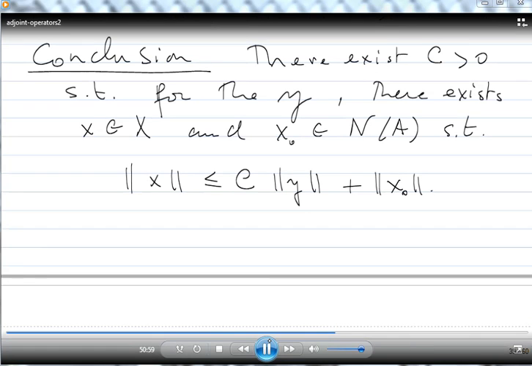Okay? So it's really a beautiful property here. It's like we don't have only the existence, but also a control over that solution x. We can control it by the norm of y.